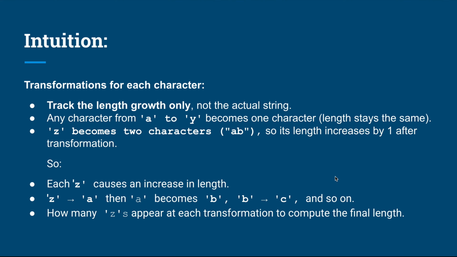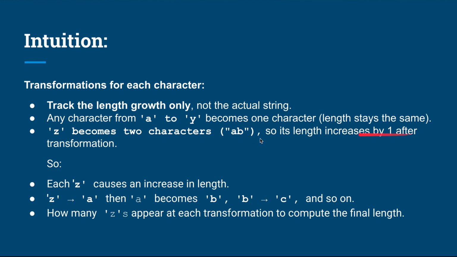So what we need to do is, instead of tracking characters, we should track how many of each letter exist, right? We can take the frequencies. The most important one is G, right? G we are converting into AB, which means we are adding one more character to the length. Otherwise the length stays the same from A to Y; we are not making any changes, so the length remains the same. But when G comes, we add one more to the length due to the transformation.